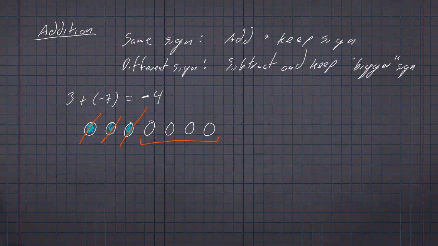Following our rule, 3 plus negative 7. That's a positive number and a negative number. That's different signs, so we subtract them. 7 minus 3 is 4. Then we look, 3 is smaller, 7 is bigger, and 7 is the negative number. So that's another reason that we get the result of negative 4.